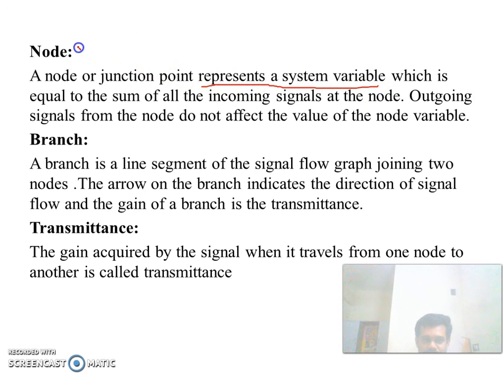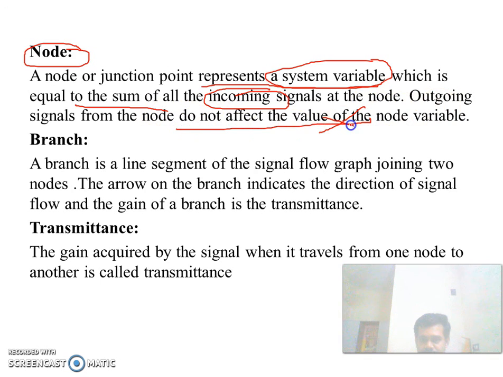What is node? Node represents the system variable and which is equal to the sum of all incoming signals. Okay, and outgoing signals are not affected by this node. Node variable. Outgoing signals from the node do not affect the value of the node variable.